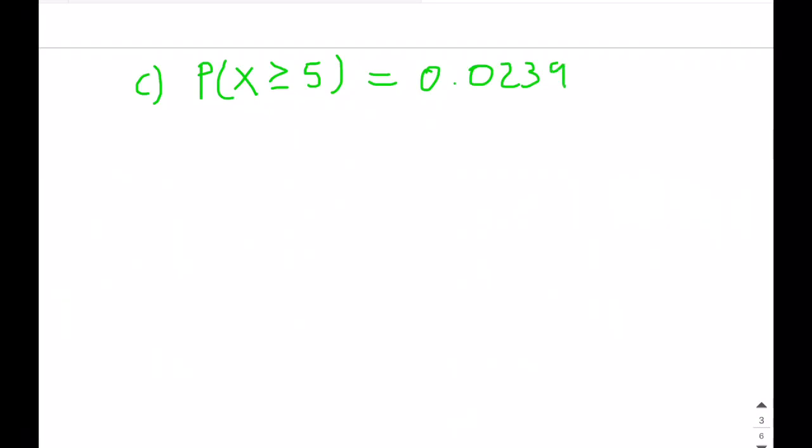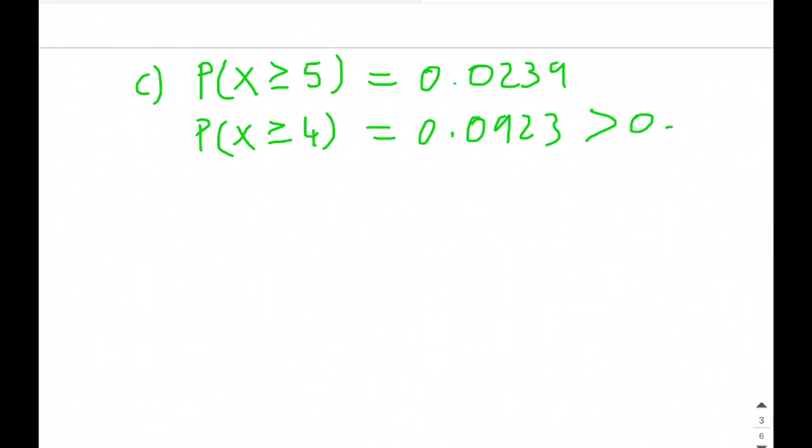I'm expecting 1.8. Okay, what if it wasn't so high then? What if it was only 4 of them out of 12? What does that come to? Again, that's 1 minus the probability of being less than or equal to 3, which is 0.0923. Which wouldn't be enough, that's greater than 0.05.